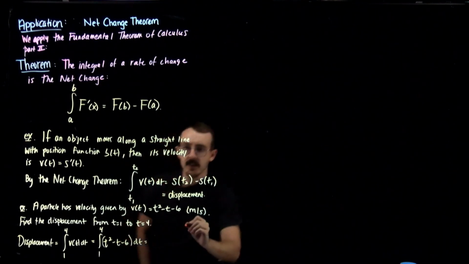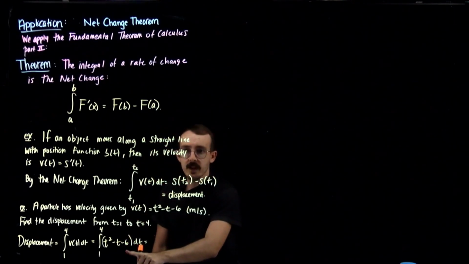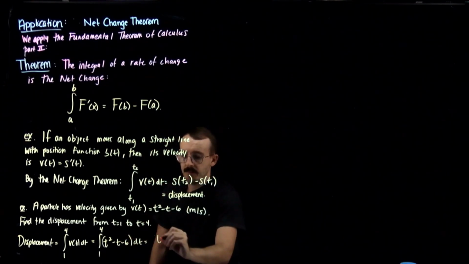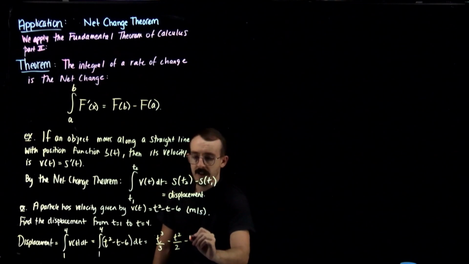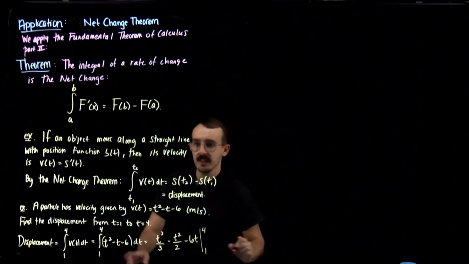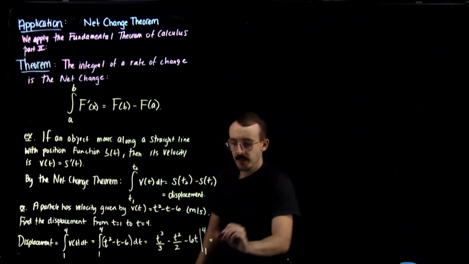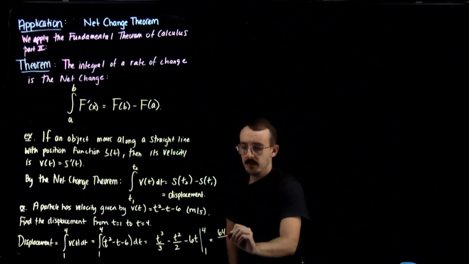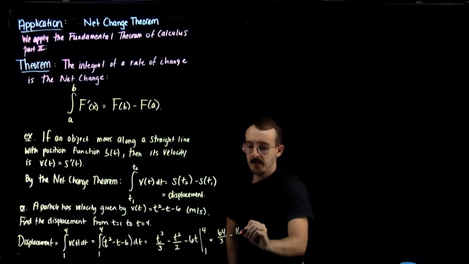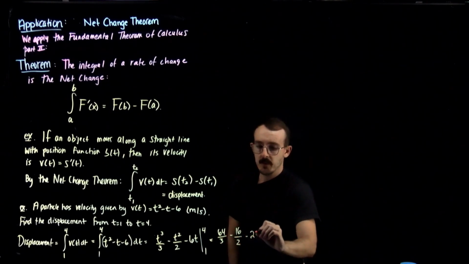And then if I go ahead and integrate that, I use the power rule 3 times backwards. So this is going to be t cubed over 3 minus t squared over 2 minus 6t. And I need to evaluate that from 4 to 1, because this is a definite integral. So first you plug in 4 into this, and you get 64 over 3 minus 16 over 2 minus 24.